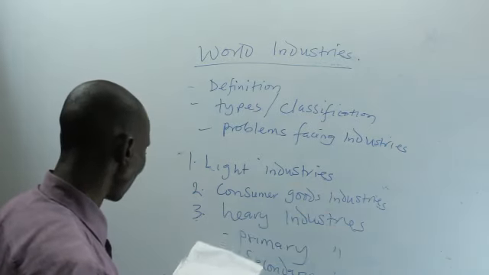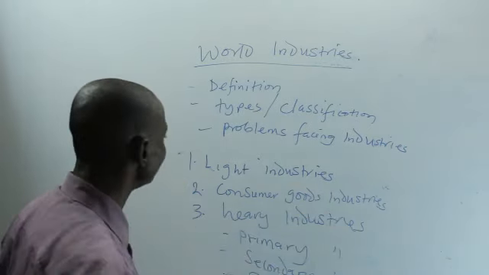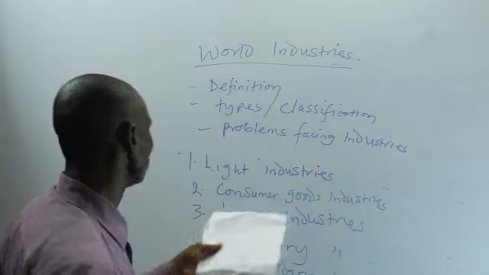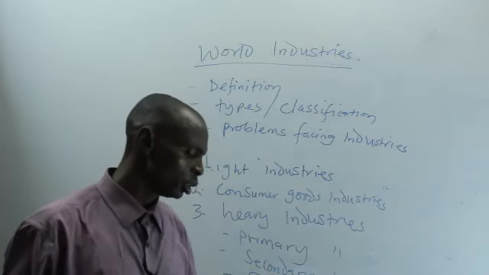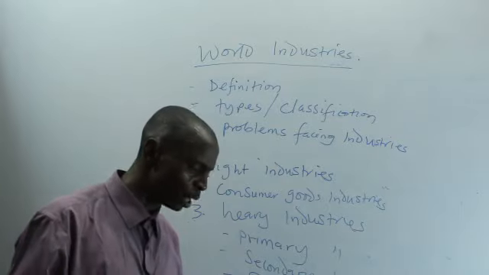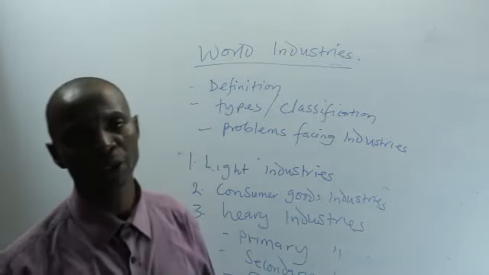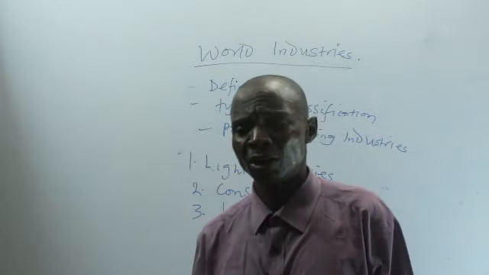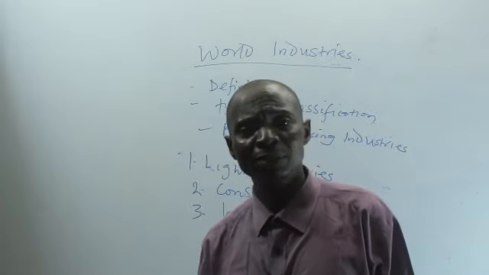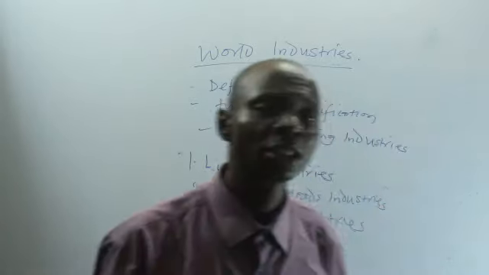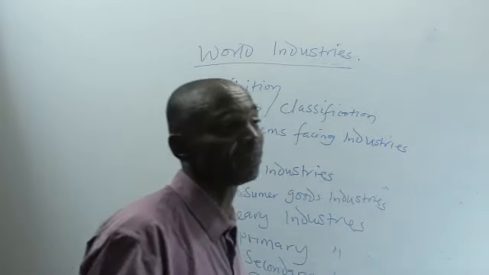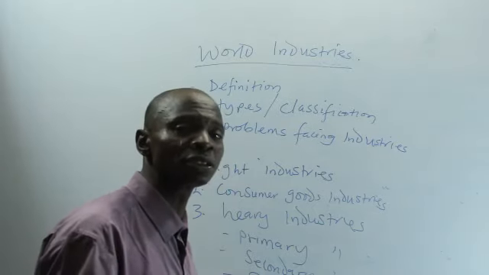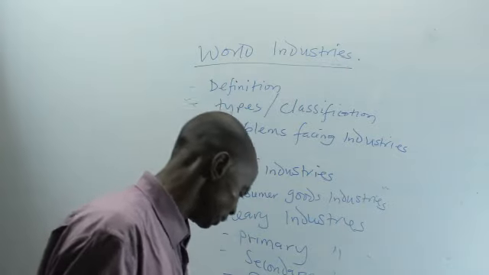Now, what are the problems facing industrial development, especially in Africa? What are the problems? Number one, we have some of our industries are dominated by foreigners. Some of the industries in Nigeria especially, or Africa as a whole, are dominated by what? Foreign experts. So it makes the space not conducive for the indigenous industry to thrive in Nigeria.